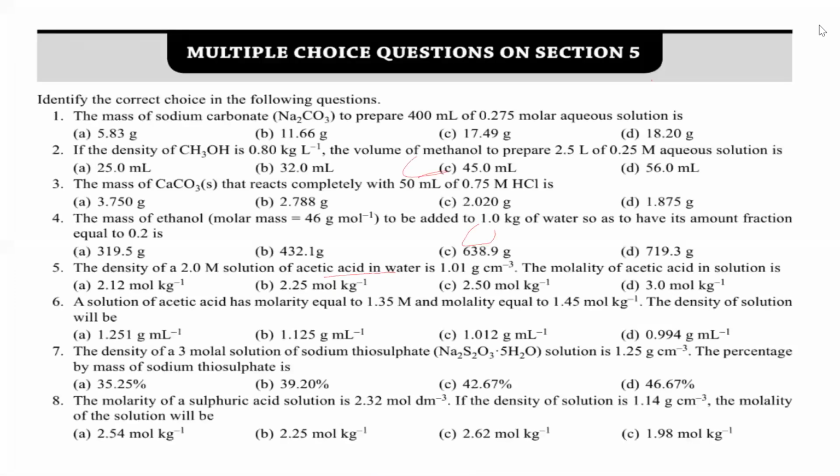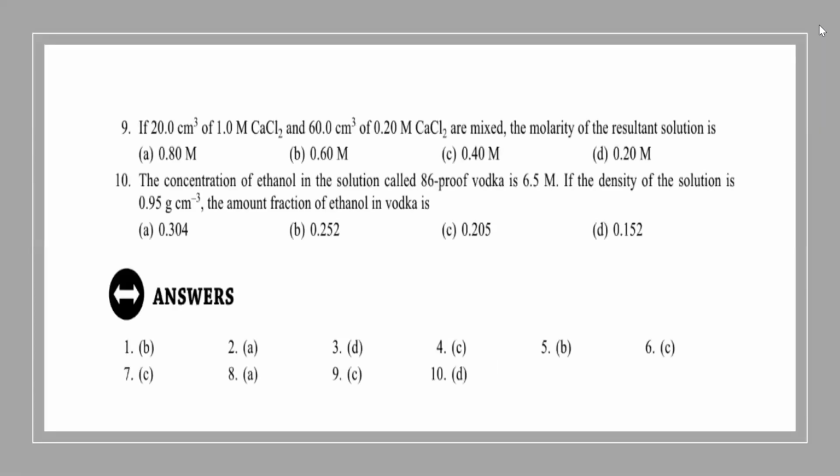Now let us see the options. Yes, first option, eighth question, 2.54 moles per kg. So for the previous questions also, directly you can do the question like this. After finding density also you can find volume. So next, question number 9.